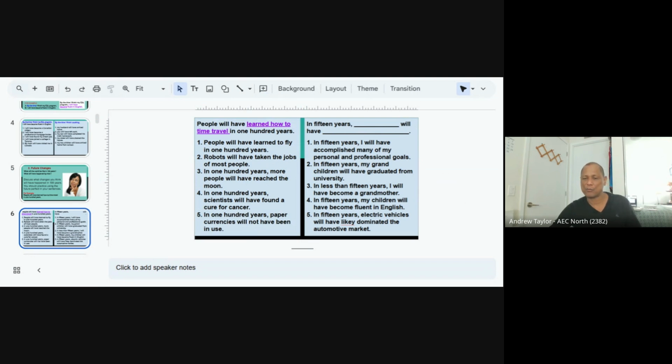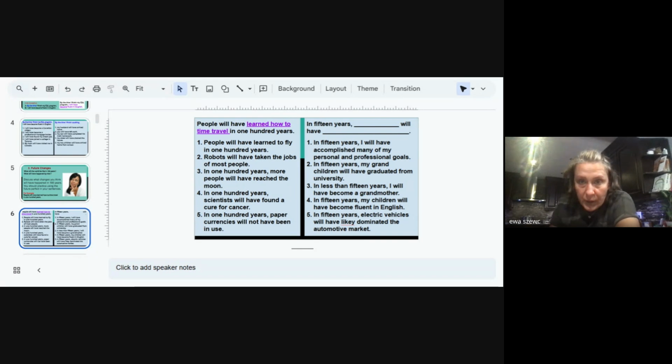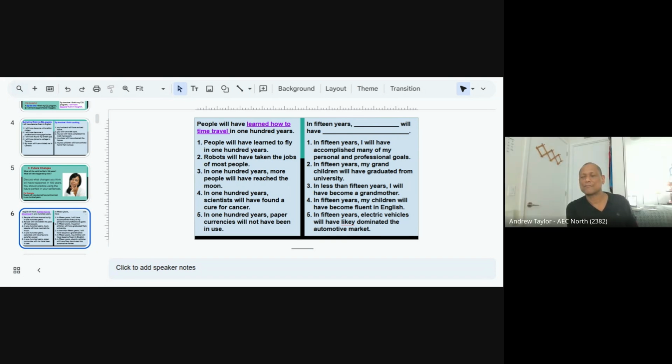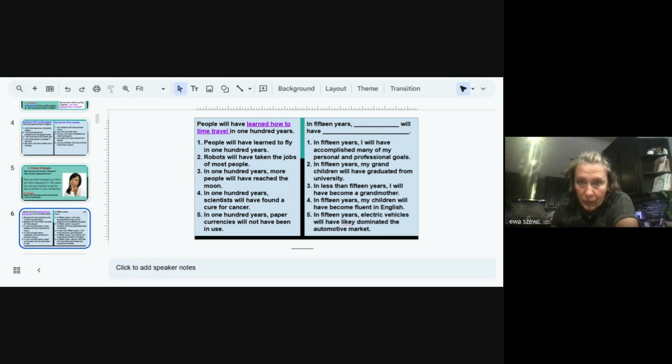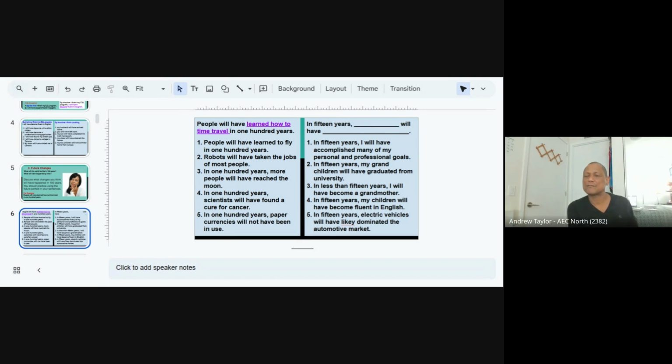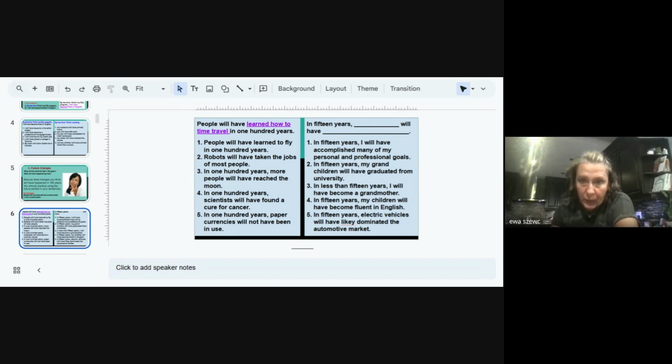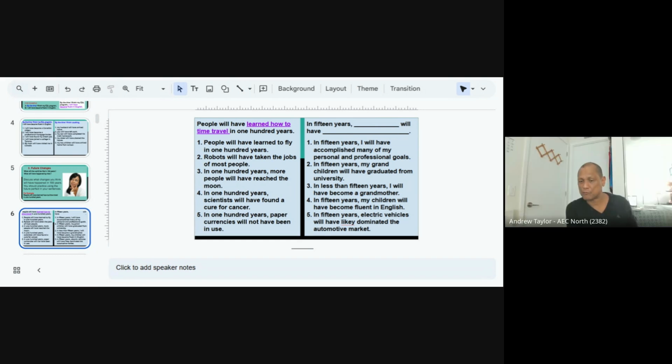Okay, Eva, go. In 15 years, I will have accomplished many of my personal and professional goals. I love the sentence. In 15 years, my grandchildren will have graduated from university. Very realistic and original. In less than 15 years, I will have become a grandmother. I love the sentence. It's useful. Okay, Gabriel, 4, 5.